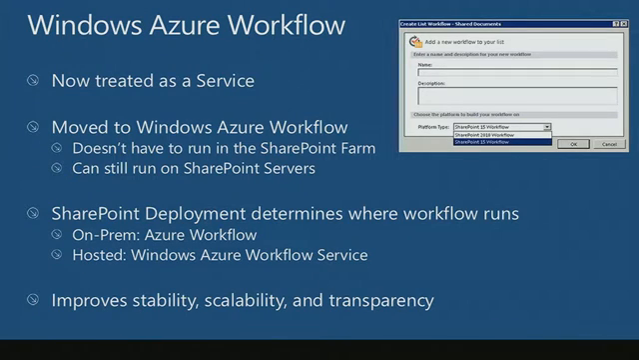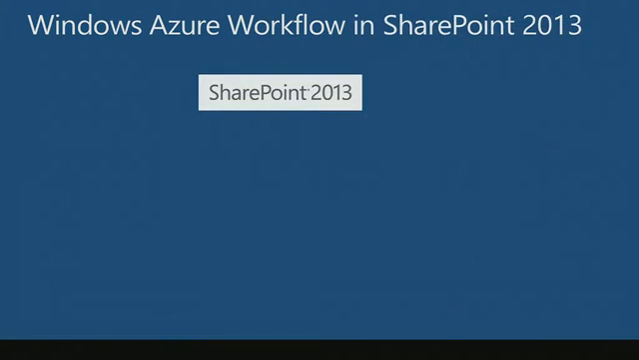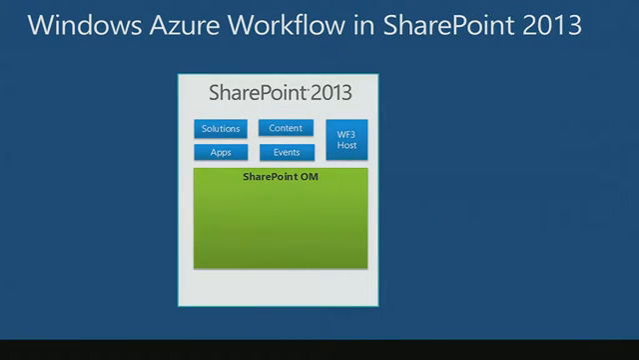So the way that this looks is that we've got SharePoint Server 2013 sitting there, and then we've got our standard stuff in there, such as our solutions, our content, our applications, our events, and our SharePoint object model. Now what's interesting here is that we've also got the W3 host. That's the workflow engine that came from SharePoint Server 2010 that is still available for you. So what this means is that your old workflows can still run. As part of doing an upgrade, you don't have to go to the Windows Azure Workflow. You can still use the old stuff.